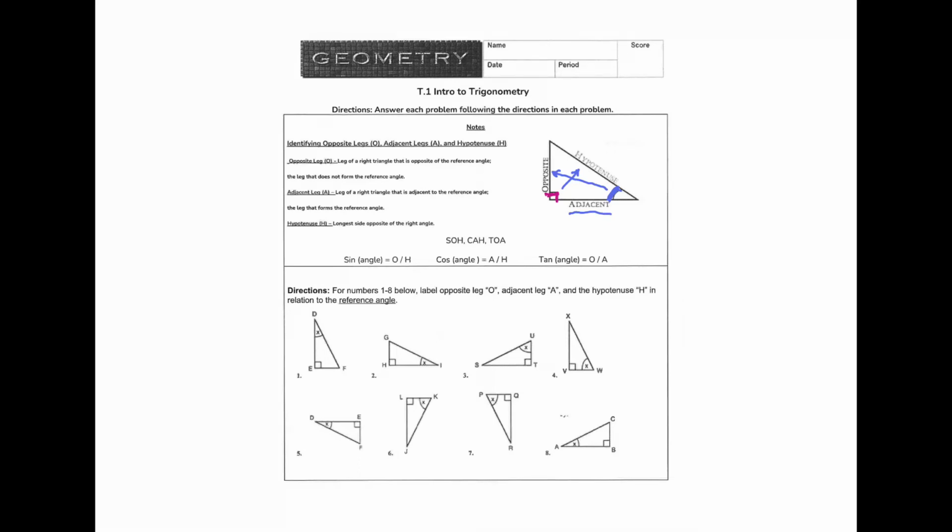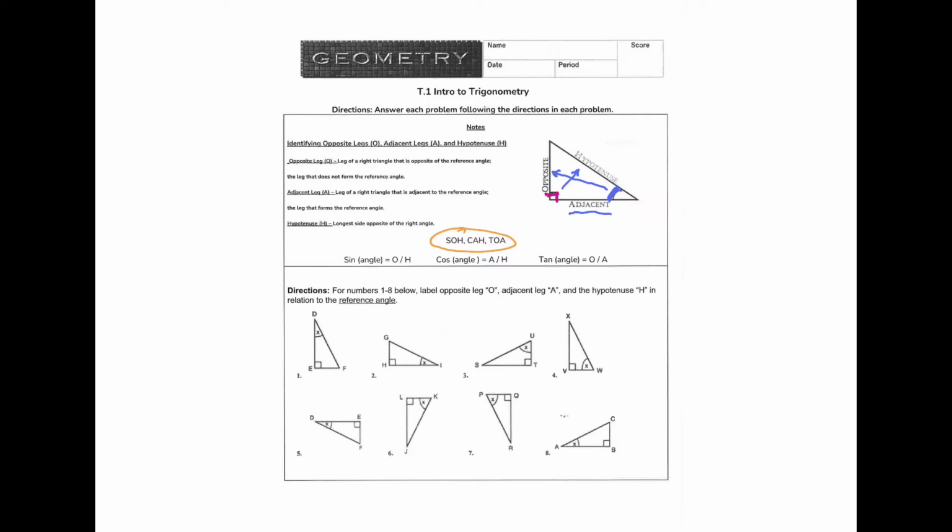So today we're going to really focus on labeling that triangle with our opposite, hypotenuse, and adjacent. We're also going to focus on SOHCAHTOA. And honestly, this is pretty much everything you need to know about trigonometry in that acronym. So SOHCAHTOA. And we'll talk about that on the back page.